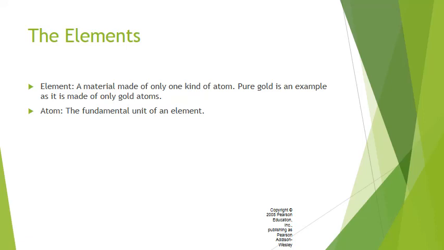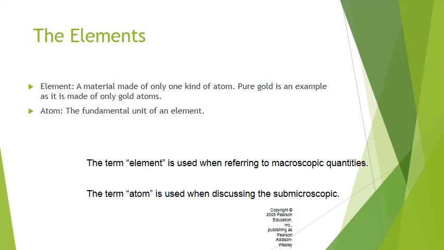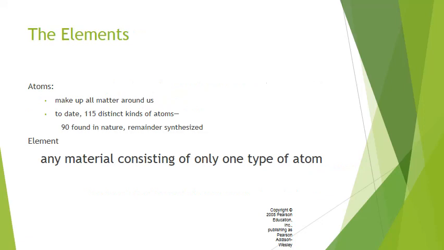So you can take a chunk of gold and chop it, chop it, chop it, chop it. Eventually you get down to one piece that is uniquely gold. And if you have a collection of these pieces that are all gold atoms, we call that an element. So an atom is on a really, really small scale. An element can quite often be what's called macroscopic, something that we can see with our eyes.